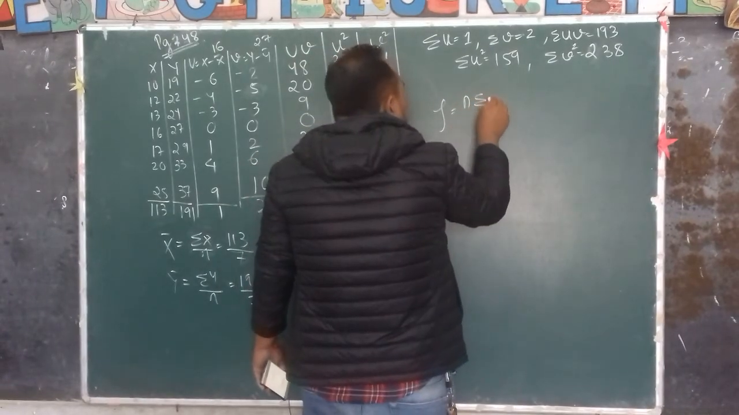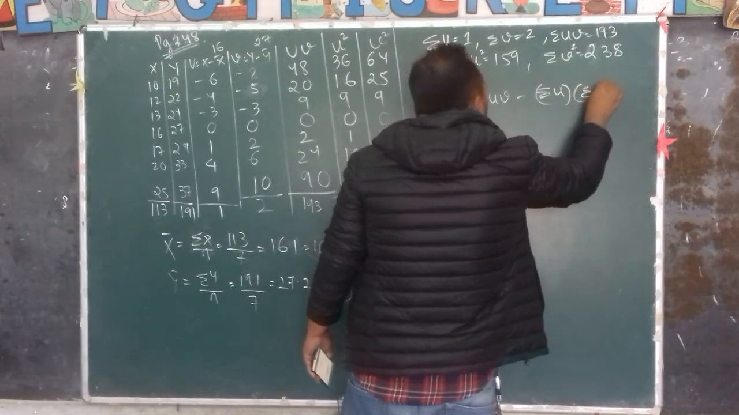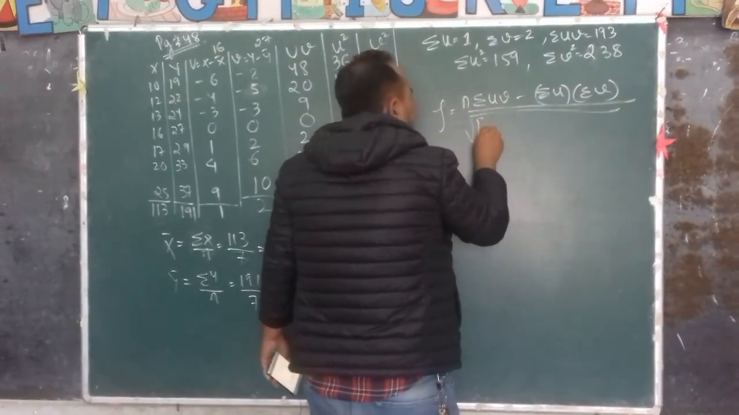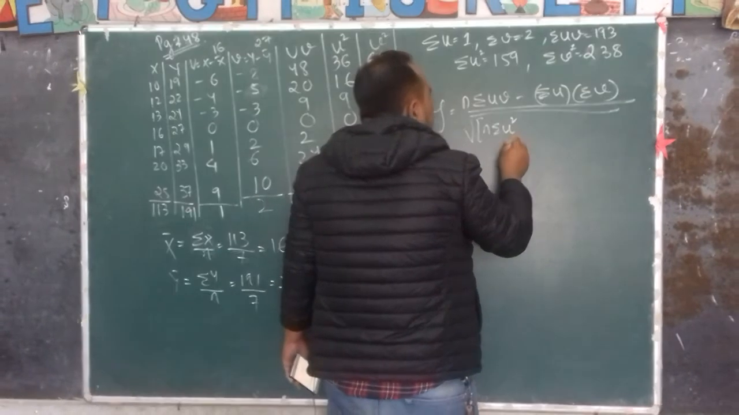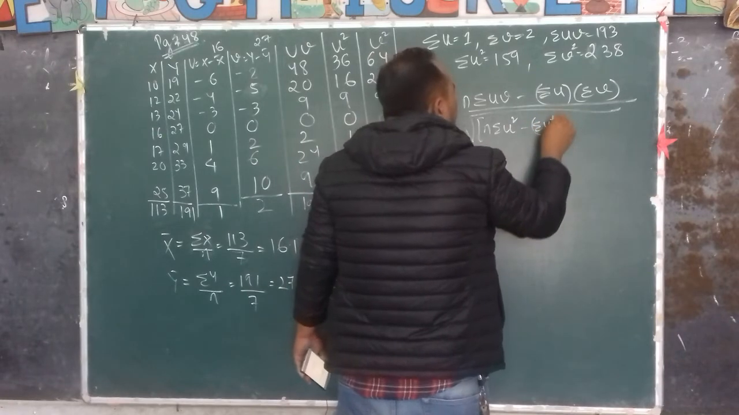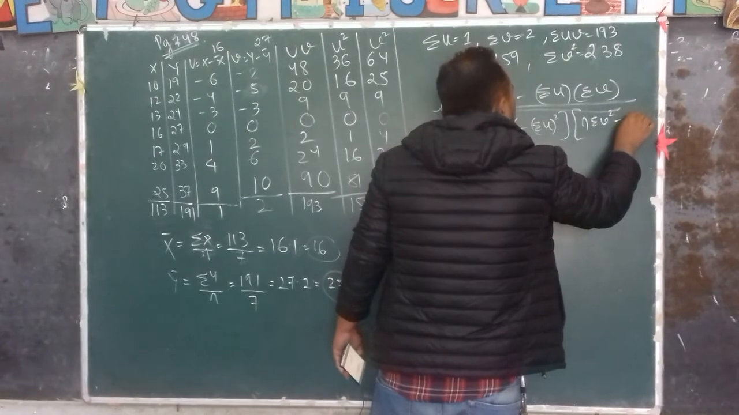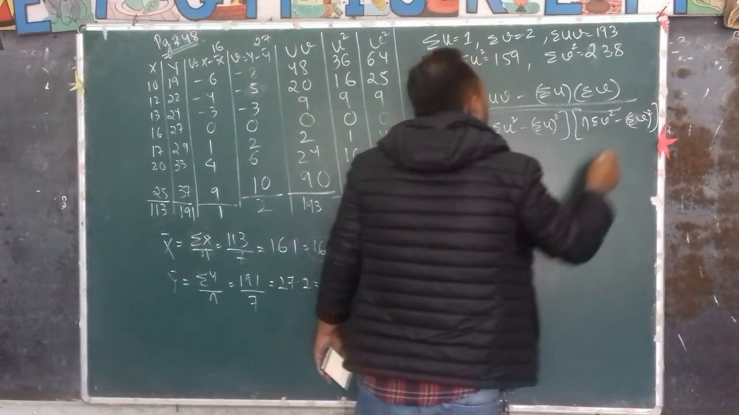The formula was n summation uv minus summation u into summation v divided by under root open bracket n summation u square, I've written u in front, is that clear? N summation u square minus summation u whole square, close the bracket, again n summation v square minus summation v whole square. Now help me just substitute the value.